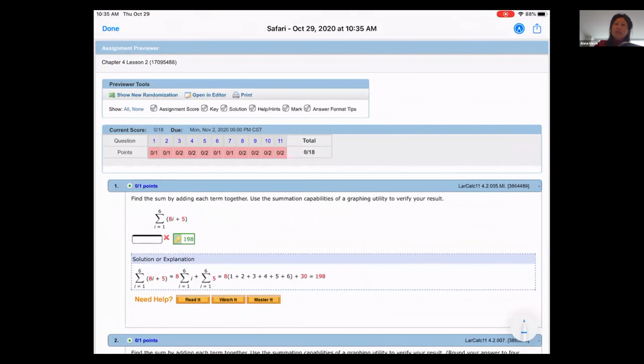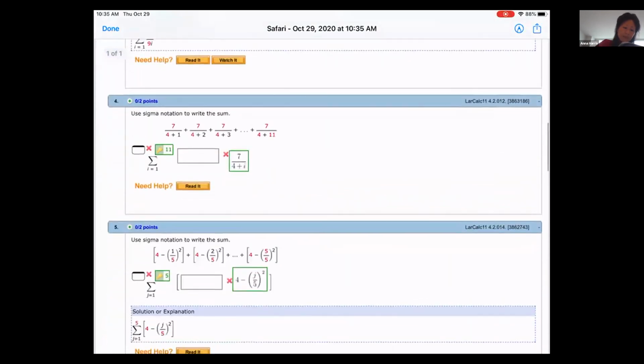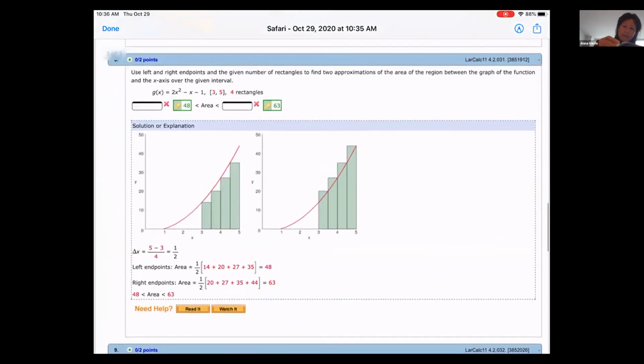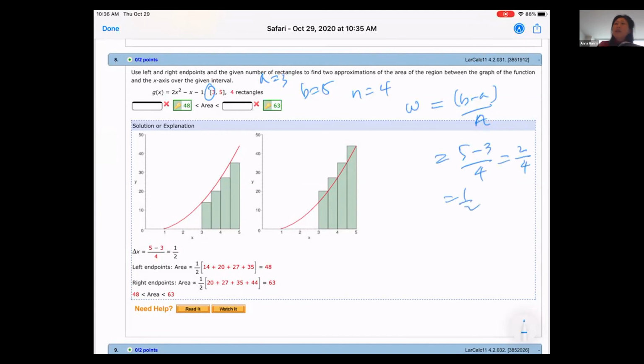So this is what I'm talking about. Like this problem here, your A is 3, B is 5, N is 4. Then your width is B minus A over N, or you can say 5 minus 3 over 4, which is equal to 2/4, which is 1/2 in your case. Any questions so far?